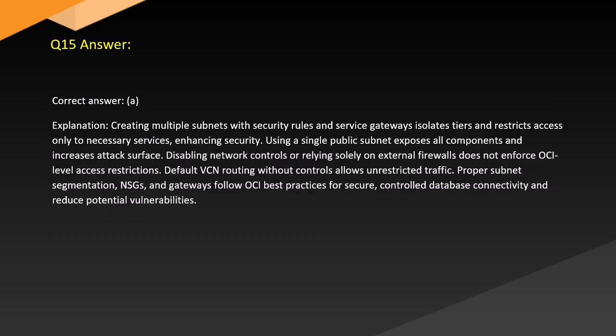Answer. Correct answer: B. Explanation. Creating multiple subnets with security rules and service gateways isolates tiers and restricts access only to necessary services, enhancing security. Using a single public subnet exposes all components and increases attack surface. Disabling network controls or relying solely on external firewalls does not enforce OCI-level access restrictions. Default VCN routing without controls allows unrestricted traffic. Proper subnet segmentation, NSGs, and gateways follow OCI best practices for secure, controlled database connectivity and reduce potential vulnerabilities.